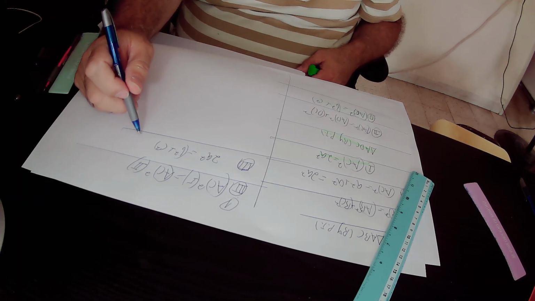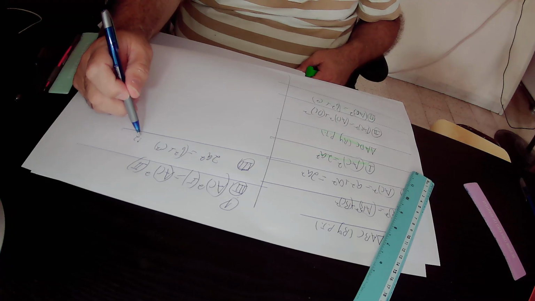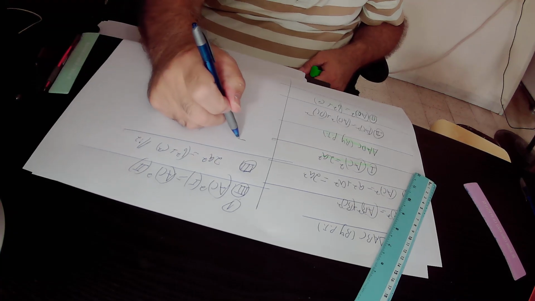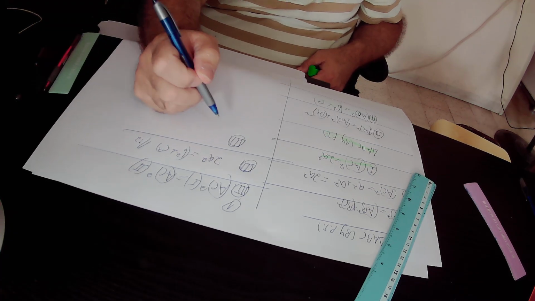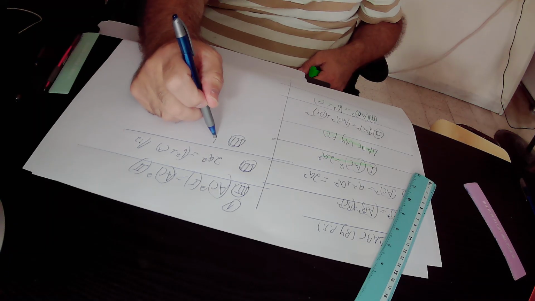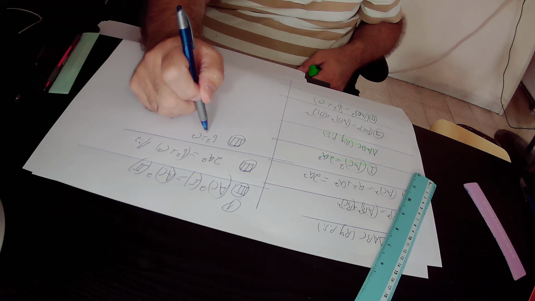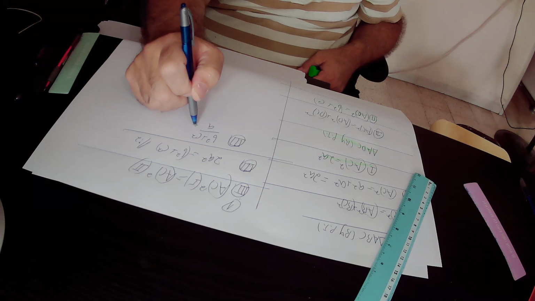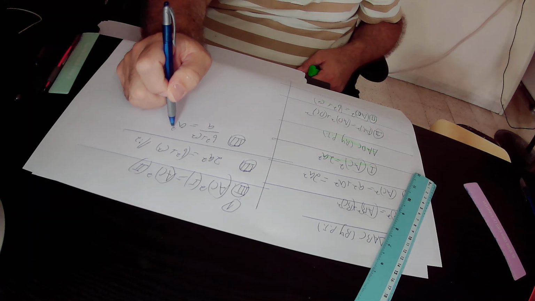Here we divide equation 3 by 2, and finally get that according to equation 3, B squared plus C squared over 2 equals A squared.